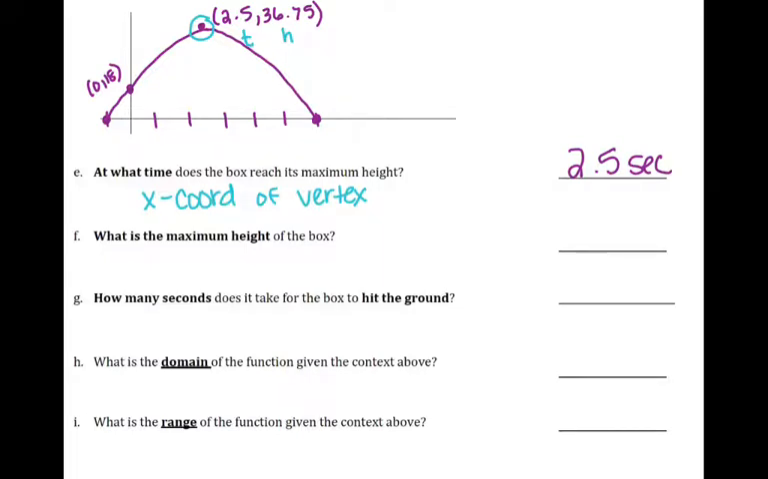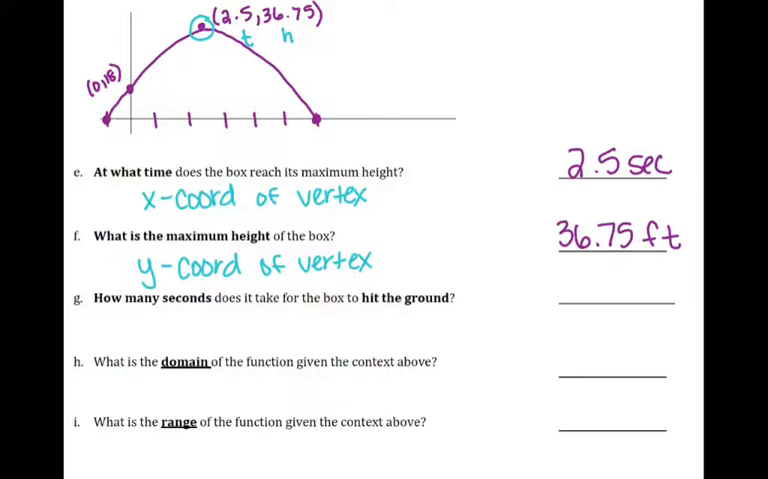Now, what is the maximum height of the box? That maximum height comes from the y-coordinate of your vertex. So both E and F come from the vertex. My maximum height was 36.75, and that is in feet.